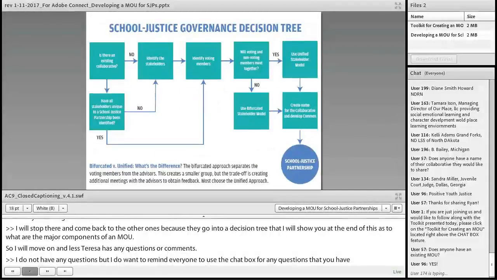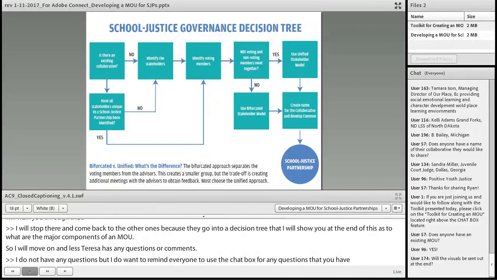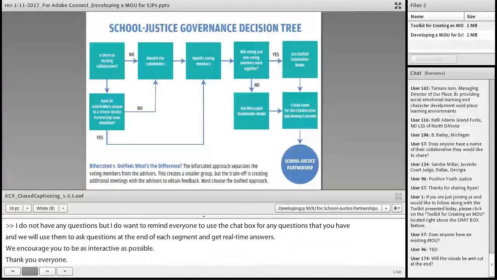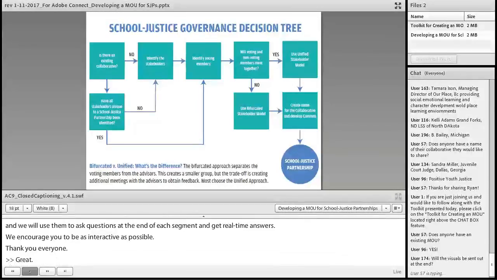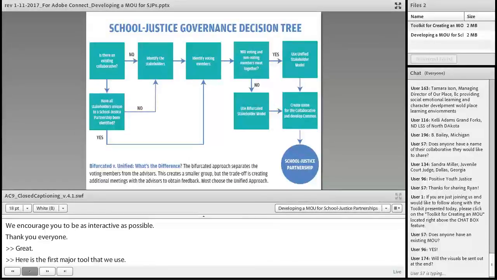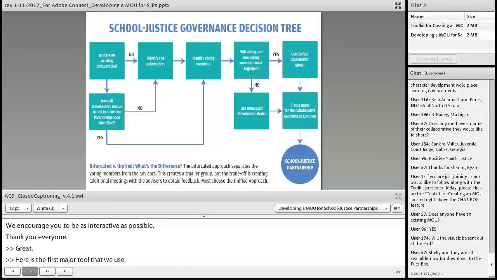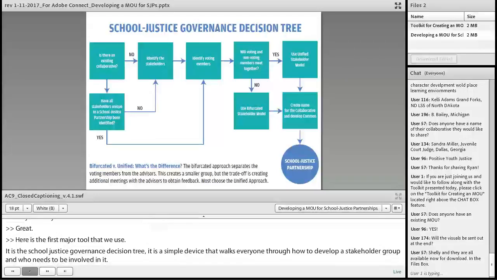Great. Okay, so here's the first major tool that we use. It's the School Justice Governance Decision Tree. This is just a simple device that walks everyone through how to develop a stakeholder group and who needs to be involved in it. The very first question is extremely important, it sets the stage. Is there an existing collaborative? We do not want to reinvent the wheel. We do not encourage anyone to reinvent the wheel.